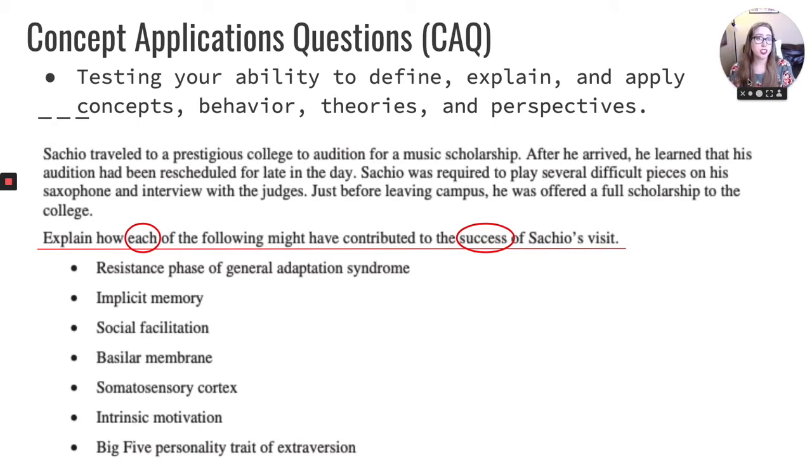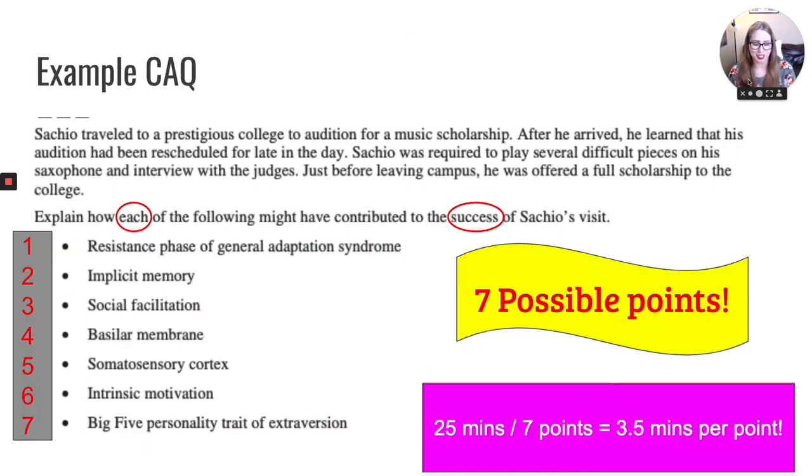So your goal with these free response questions is to rack up as many points as possible. As you get more familiar with these free response questions, you will be able to identify how many possible points you can get for each free response question. So let's look at how many points are possible with this question.